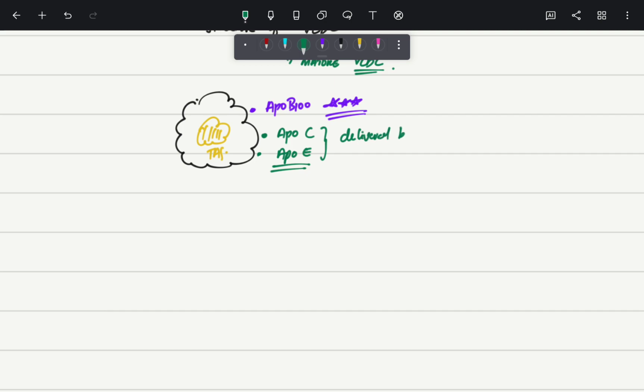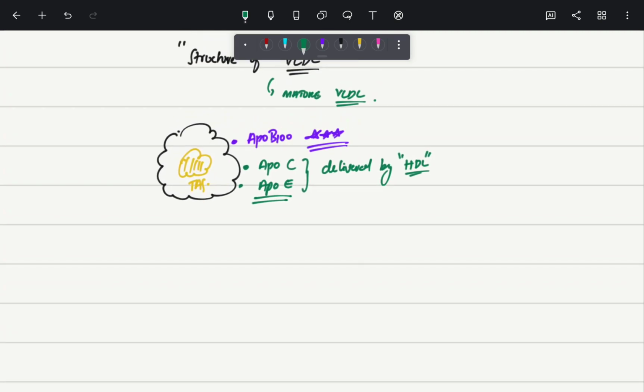These two are delivered by high density lipoprotein, or HDL. Don't worry, I will try to explain that. For a second, just trust me that the structure of a mature VLDL is going to have apoprotein B100, apoprotein C, and apoprotein E. Out of these, apoprotein C and E were delivered by high density lipoprotein.